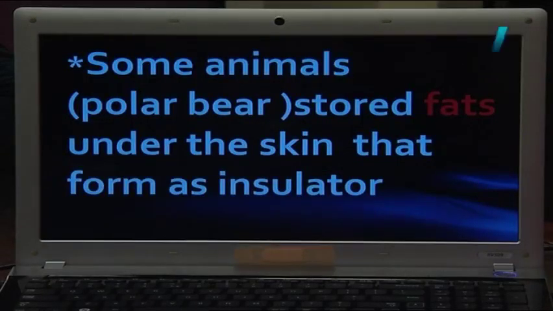Some application in lipid in our life. Some animals such as polar bear store fat under the skin that form as insulator.